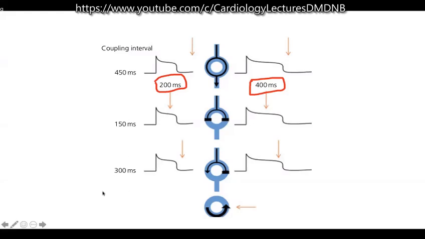Suppose I give a PVC at a 300 millisecond coupling interval. So here it is 200 to 400, and the 300 conducts through the 200 side, because 300 is well above 200, but the 400 side of the pathway blocks. So on one side there is a unilateral block, and on the other side there is conduction. So this sets the milieu for reentry.